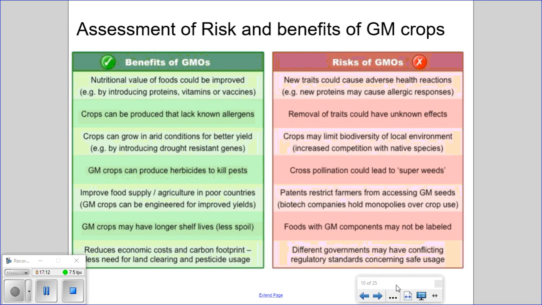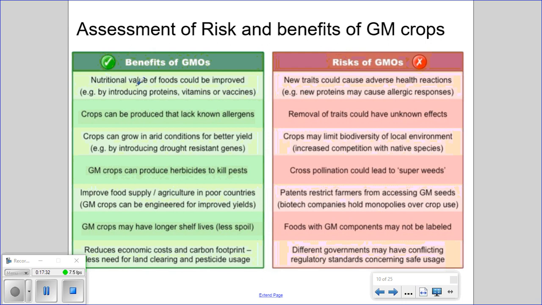So with genetically modified crops, the same process of introducing a gene can be used to create genetically modified crops. There are a lot of pros and cons to genetically modified crops. There are a lot of benefits to them.